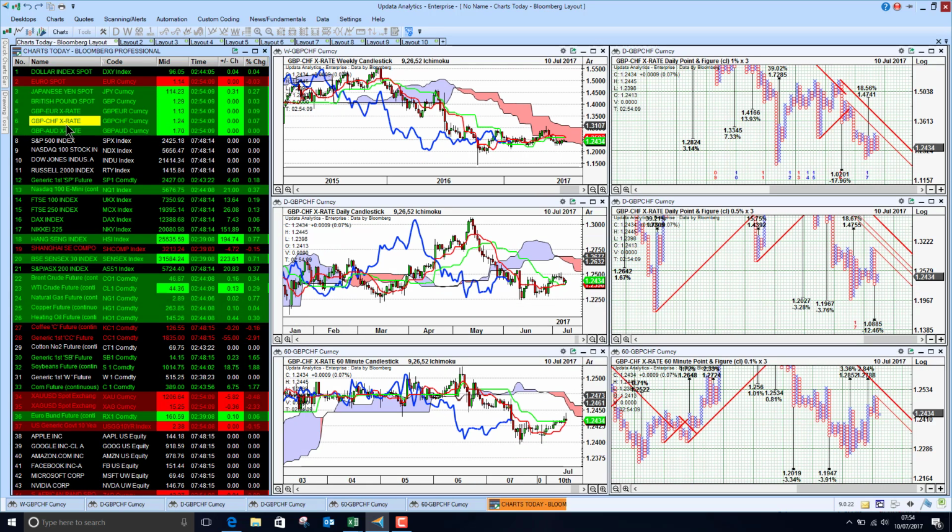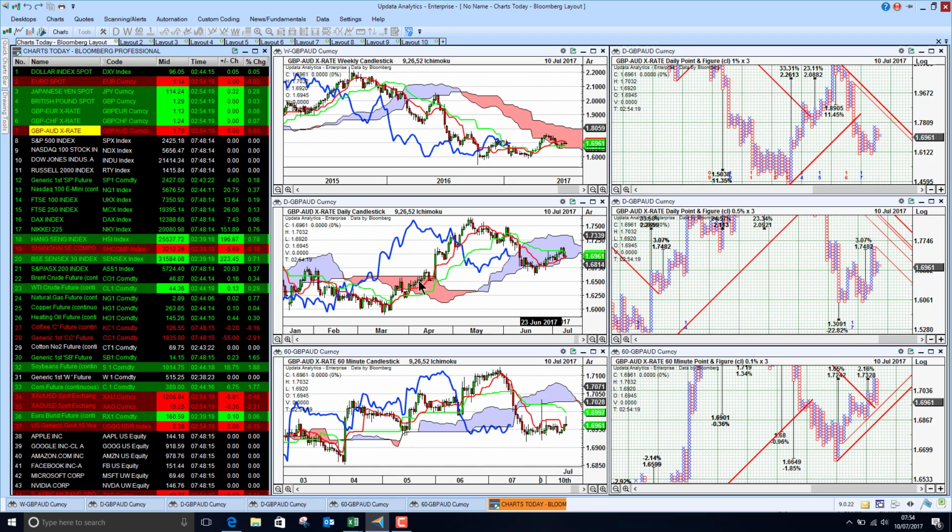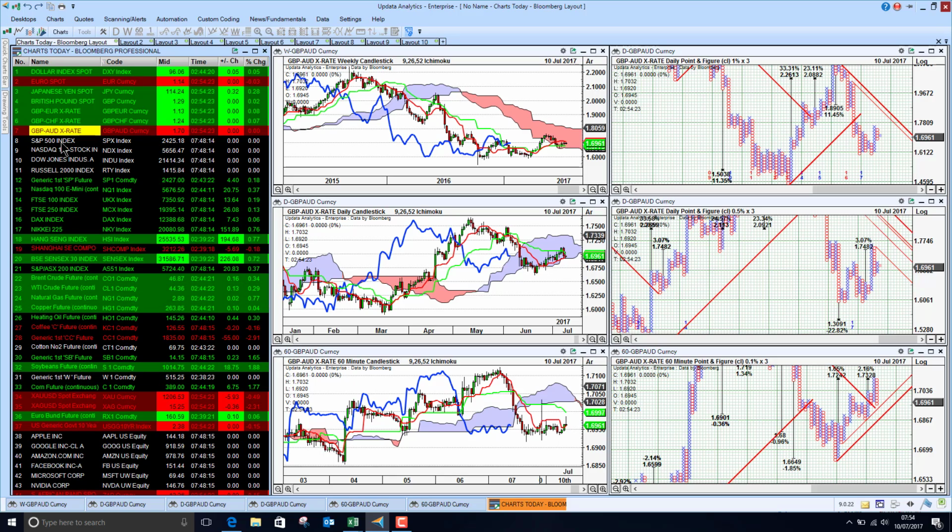And against the Swiss franc, much the same thing, below the cloud on the short-term chart. So sterling still looking weak there. And against the Australian dollar, just weaker, although the medium-term chart is just finding some support. But against most currencies, sterling is looking a bit weaker at the moment.